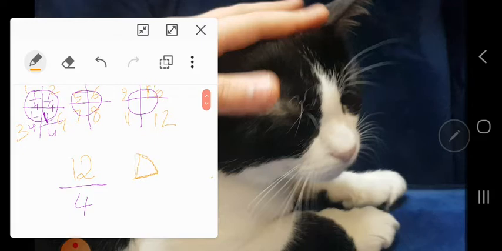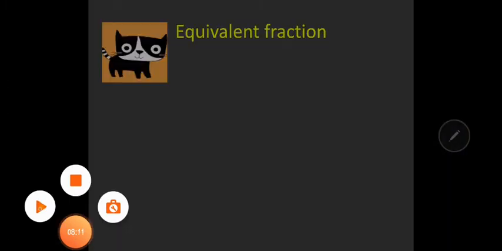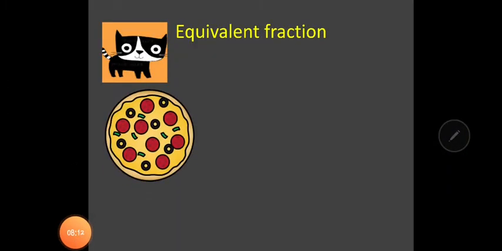So she will eat 12 pieces of pizza. How many wholes do I need to make 12 pieces? It's like division. 12 divided by 4 equals 3 wholes. So I need to bring for her 3 whole pizzas. Let's see that. So what is an equivalent fraction?